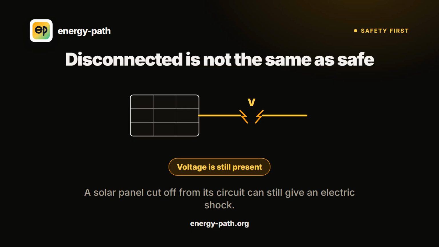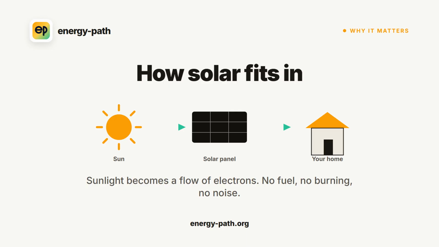And here is an important safety point from that same picture. A disconnected hose still has pressure behind it, ready to spray. In the same way, a solar panel disconnected from its circuit still has voltage and can still give an electric shock. The flow may stop, but the push is still there. Always respect that.